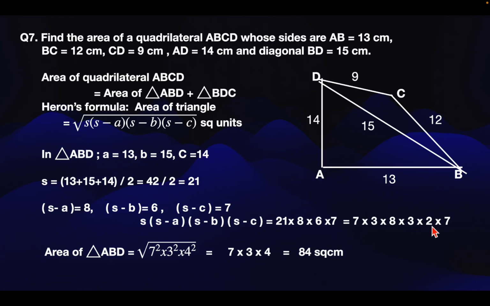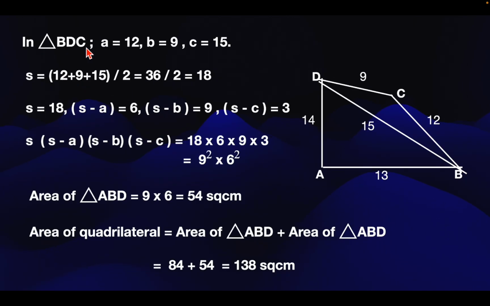Now 8 into 2 is 16, and 16 is 4 square. So 7 square, 3 square and 4 square. This is how I have written it in the square form, so it's easy to find the square root. 7 into 3 into 4, 84 square centimeter. So now we found the area of this triangle. Let us find the area of triangle BCD.